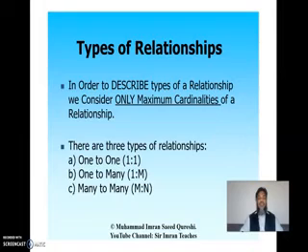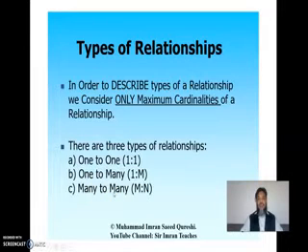Whenever we have to describe the types of relationship, we always consider the maximum cardinalities, as we already know that we have minimum cardinalities as well as maximum cardinalities. But whenever we are describing some relationship, we are supposed to look at the maximum cardinalities only. On the basis of those combinations of maximum cardinalities, we have three types of relationships. Number one is the one-to-one relationship, then another one is the one-to-many relationship, and the last one is the many-to-many relationship.